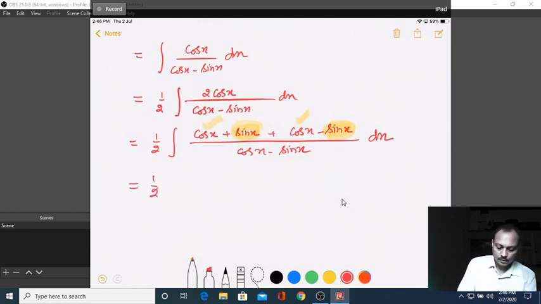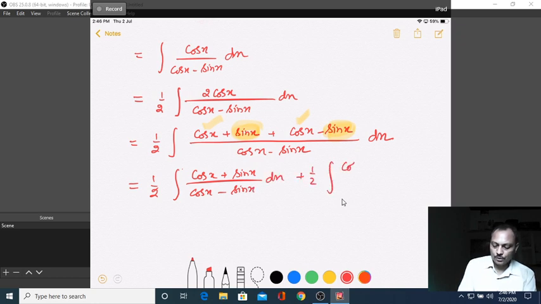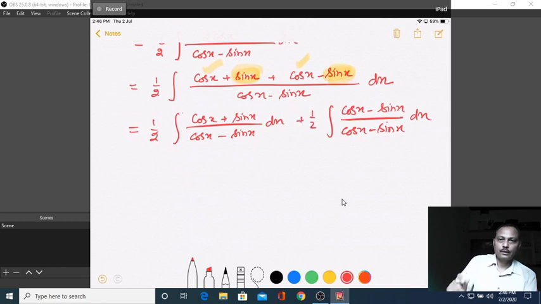Now separate like this: 1 by 2 of cos x plus sin x divided by cos x minus sin x dx plus 1 by 2 of cos x minus sin x divided by cos x minus sin x dx. We have separated these two functions. One is cos x plus sin x, another is cos x minus sin x, and 1 upon 2 is with both terms.